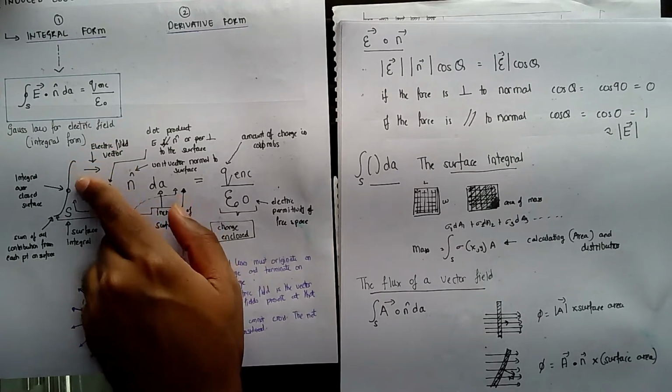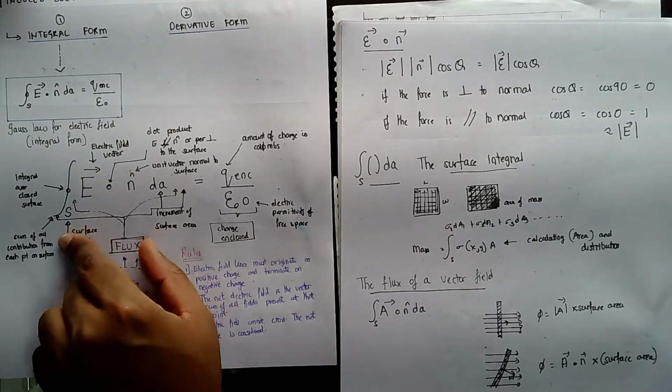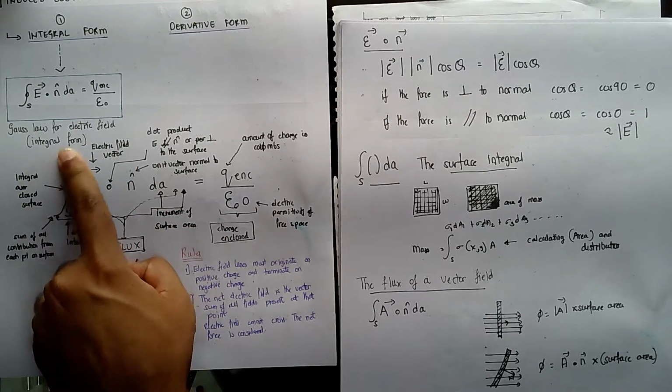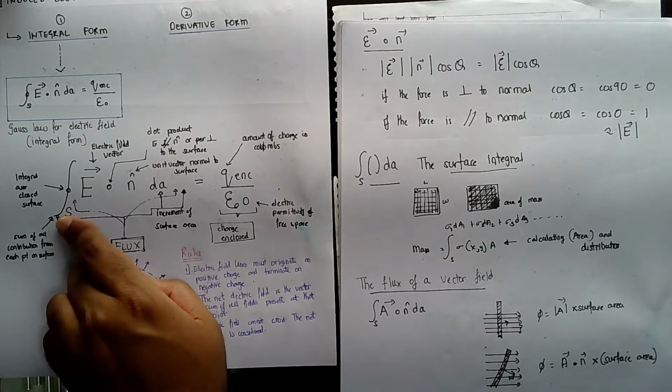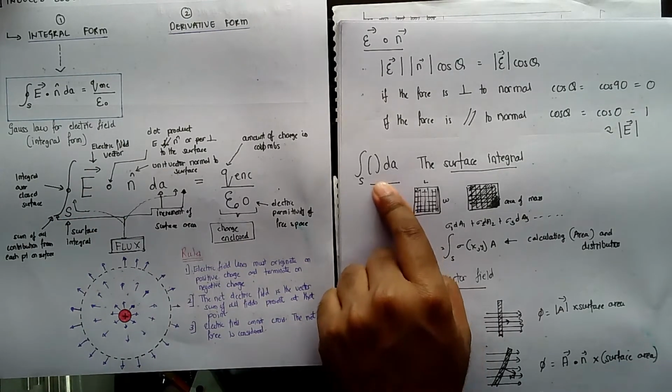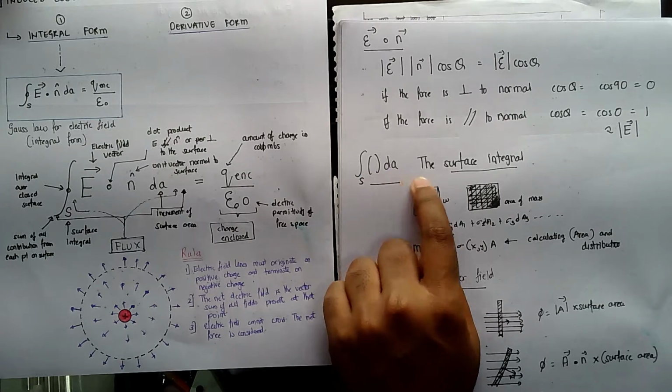The last part, or the couple of parts that we're going to break down now, is the integral part. What does this integral part mean? So you'll have a surface area with dA, the surface integral.